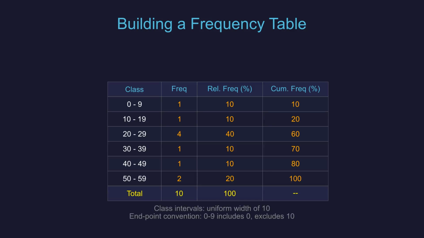Note the endpoint convention. The class 0 to 9 includes 0, but excludes 10. Aim for 4 to 12 class intervals, and they can be uniform or non-uniform.